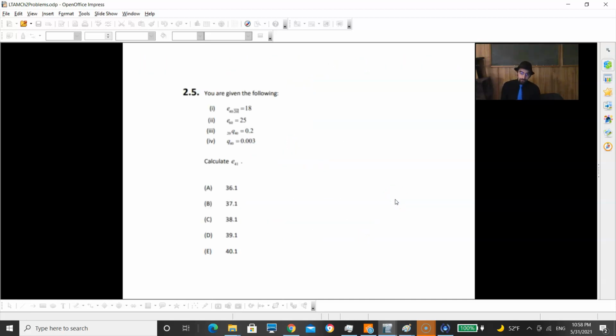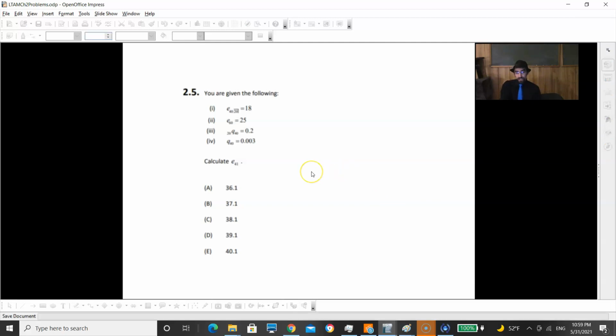2.5. You're given e_{40:20}, 20q40, and e_60, and you have to calculate the curtate expectation of life of a 41-year-old. This problem relies on using the two recursive equations, a single-year recursion and a multi-year recursion, for curtate expectation of life.